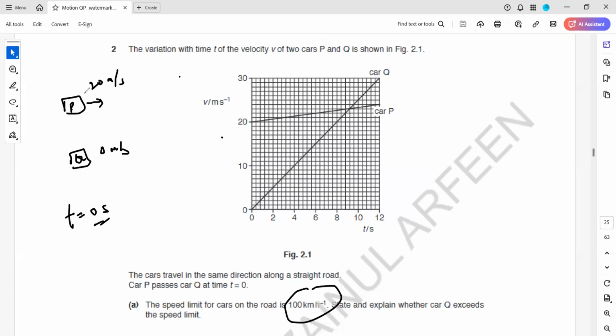So this is given in meter per second. What we have to do is convert it into kilometer per hour, and check if we convert this meter per second into kilometer per hour.